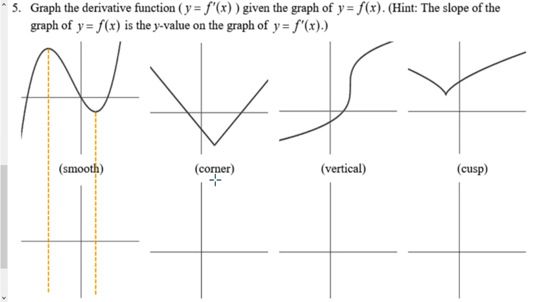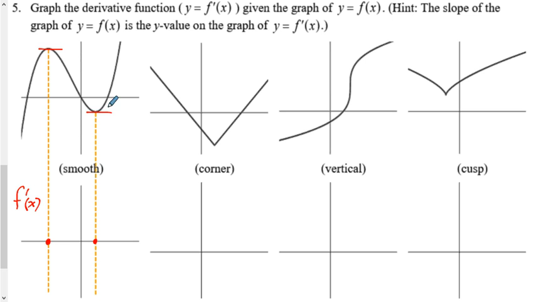Wherever I have a horizontal tangent line on my original function, that means that I have a slope that's equal to 0. So here, horizontal tangent line, slope is 0. Horizontal tangent line, slope is 0. Since my slopes are 0 at those 2 points, that means on my derivative function, so this will be f prime of x, my y values equal 0, because the y values represent the slope of the function.